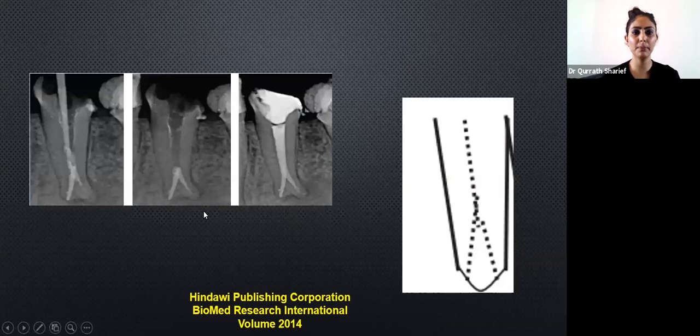Yeah, this picture I had put up to show the apical bifurcation. See, in this there is an apical bifurcation here. So this is how you need to go about the obturation. First, you need to do the downpacking for the apical 5 millimeters in both the bifurcated roots. And then you need to do the backfilling here. The backfilling needs to be done here. So this is how we go about in cases like this.